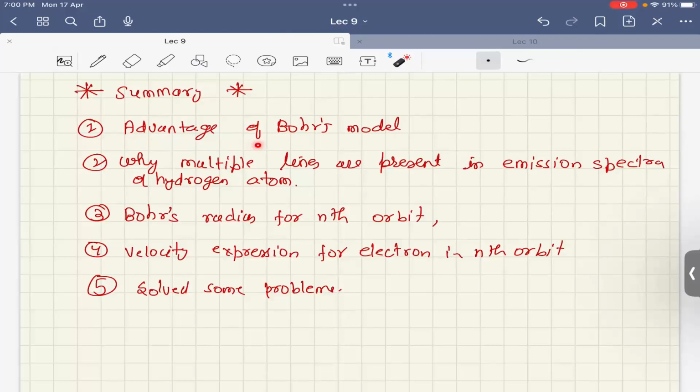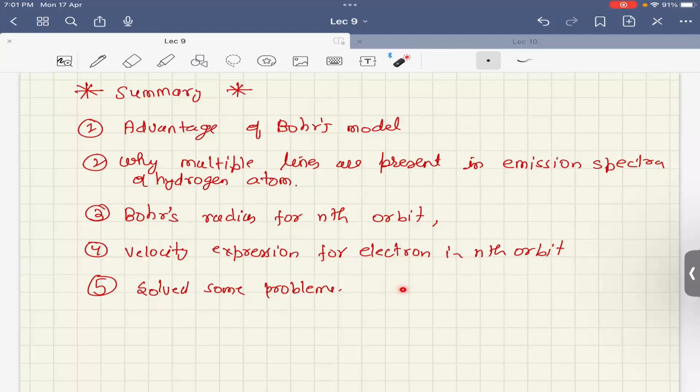So in the last class, we studied the advantages of Bohr's model, and certain explanations which could only be explained by Bohr's model and could not have been explained by previous models, like Rutherford's or Thomson's model. We established that we were able to successfully explain why multiple lines are present in the emission spectra of hydrogen atom. Further, we also found the Bohr's radius for the nth orbit and the velocity expression for the electron in the nth orbit.